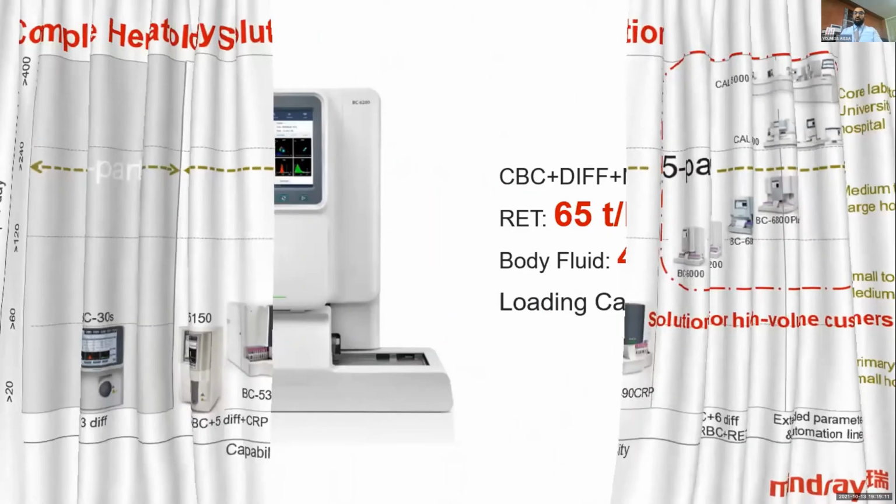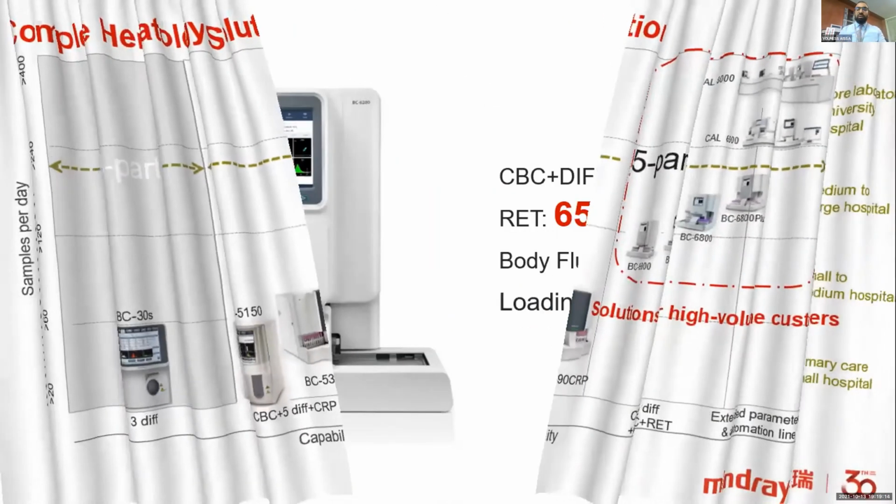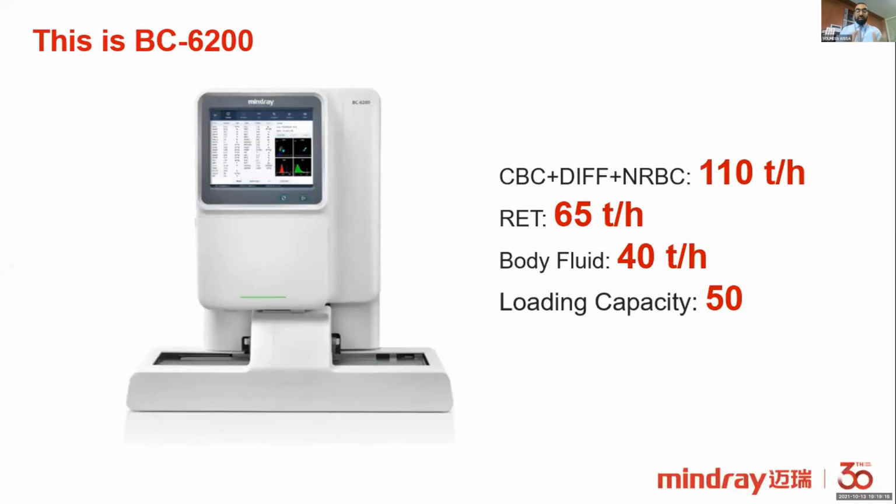Now I will give you more detail about the BC-6200, a standalone machine with a high throughput of 110 tests per hour. With reticulocytes, it is 65 tests per hour. That's not only reticulocytes, but also the platelet optical count with aggregated platelets, which we will see later. And in the same machine with the same reagents, we can test body fluid with a high throughput, also 40 tests per hour.